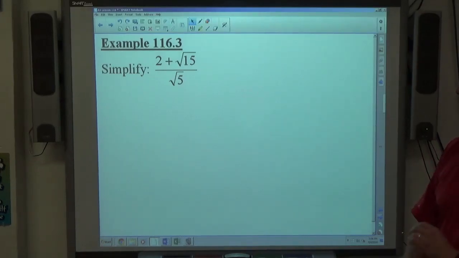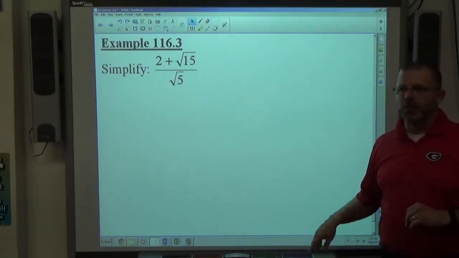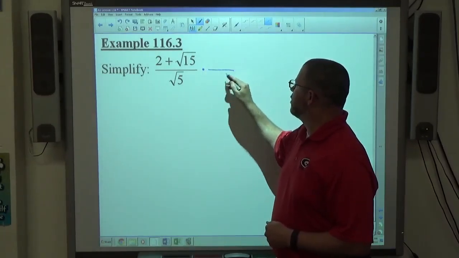Okay, finally example 3: 2 plus the square root of 15, over the square root of 5. Basically the same structure as the last problem. Once again, the problem is the denominator being a radical. We don't want that. So the fix is multiplication by the square root of 5.